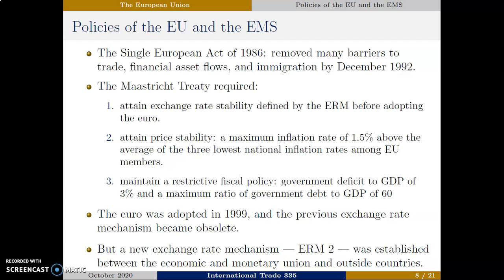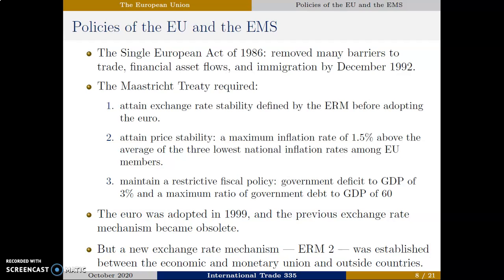Moving further to an economic union, the member countries adopted the euro as the currency in 1999, and the previous exchange rate mechanism became obsolete. A new exchange rate mechanism, the ERM2, was created between the Economic and Monetary Union of Europe and outside countries. This allowed countries outside of the Economic and Monetary Union to maintain a fixed exchange rate with the euro, if so desired, and made it easier for countries that wish to enter the union to keep their exchange rate stable.